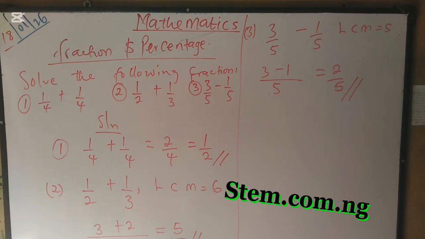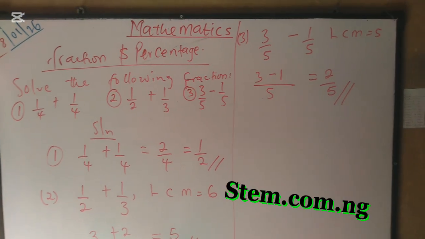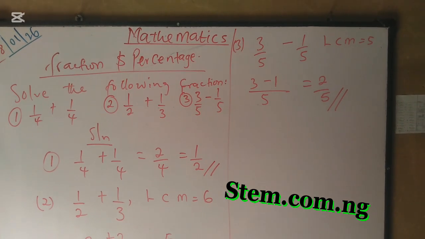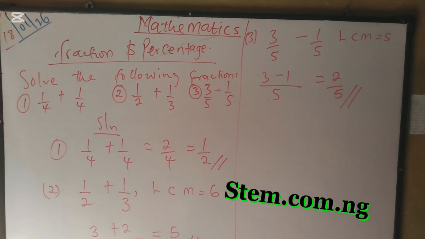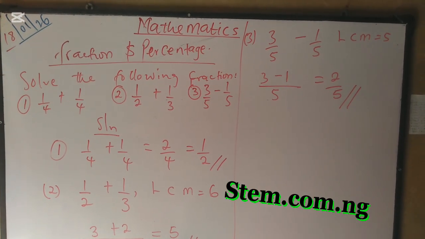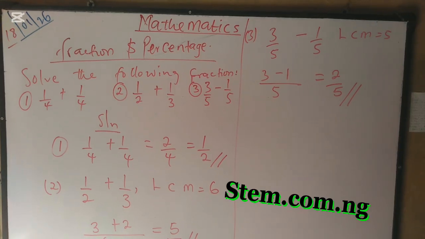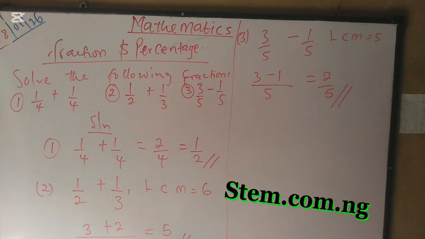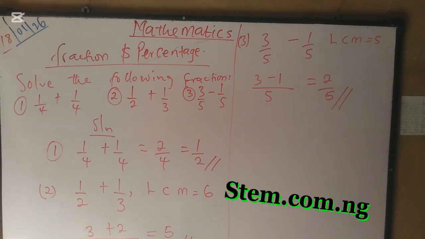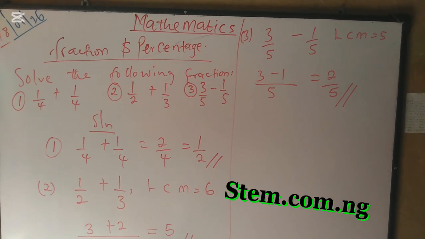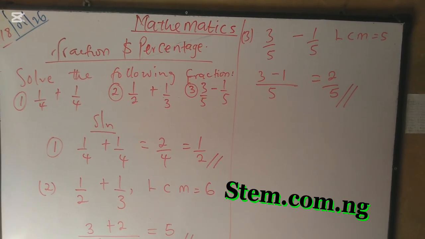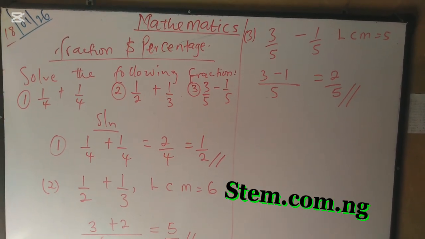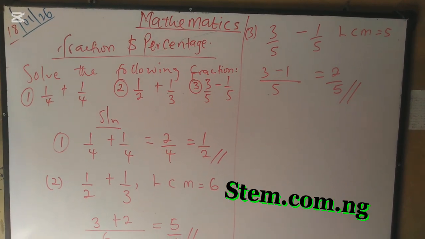Solution. When you look at question number 1, a fraction is a mathematical expression that has a numerator and a denominator. The numerator is the number at the top, the denominator is the number at the bottom. When a fraction is given to you in such a way that the denominators, which are the numbers at the bottom, are the same, you don't need to do anything further. What you should just do is add up the numerators, which are at the top.